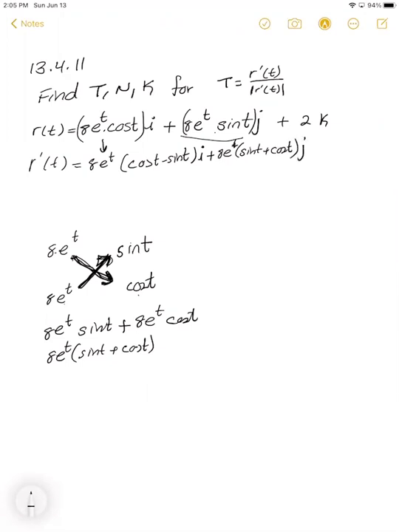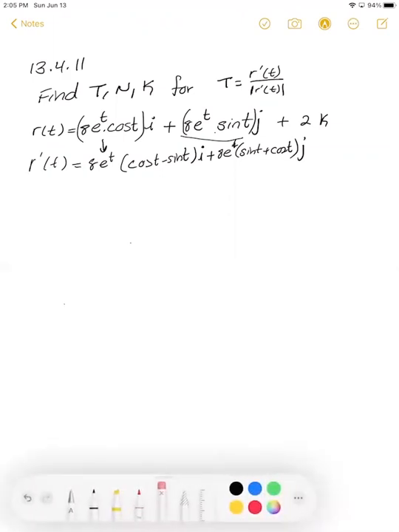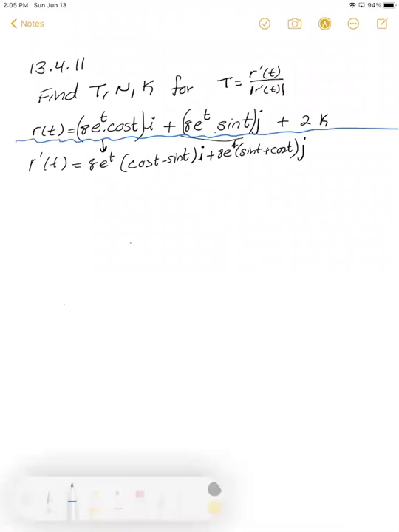The derivative of 2 is 0, so we found r prime. Next, I am going to find the magnitude of r prime. So to find the magnitude of r prime, we are going to square the x component of the r prime vector.